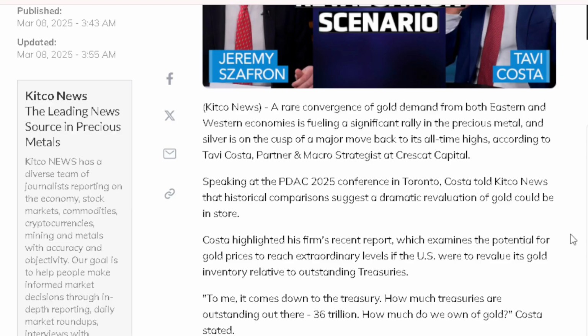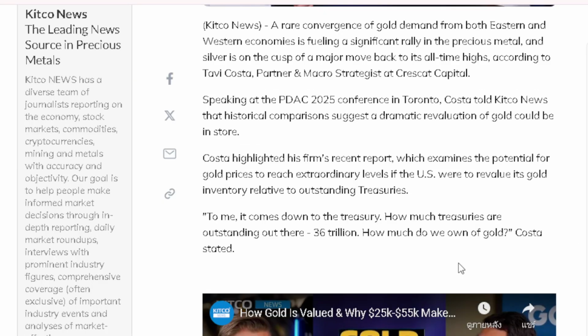Costa highlighted his firm's recent report, which examined the potential for gold prices to reach extraordinary levels if the U.S. were to revalue its gold inventory relative to outstanding Treasuries. To me, it comes down to the Treasury. How many Treasuries are outstanding out there? 36 trillion. How much do we own of gold?